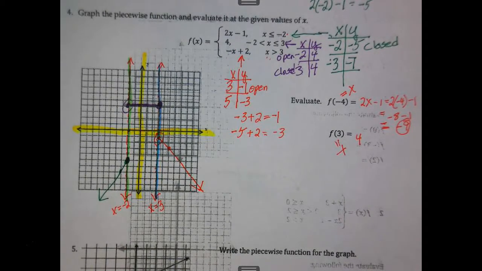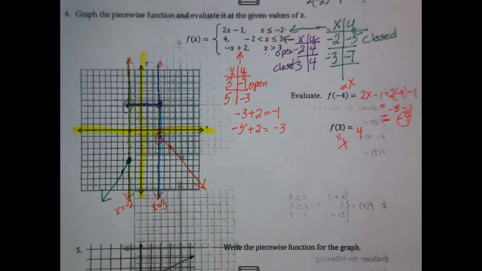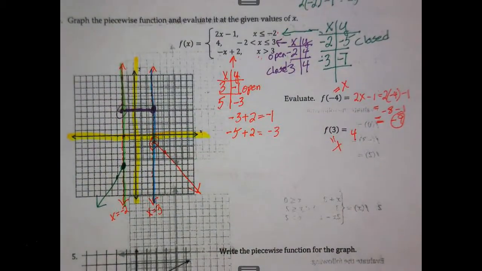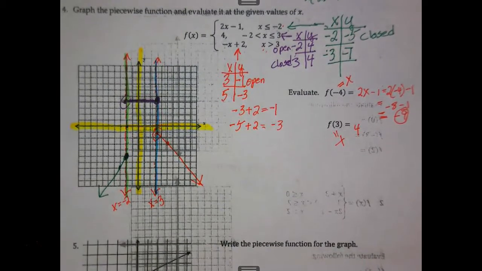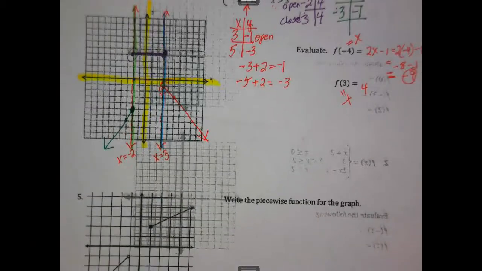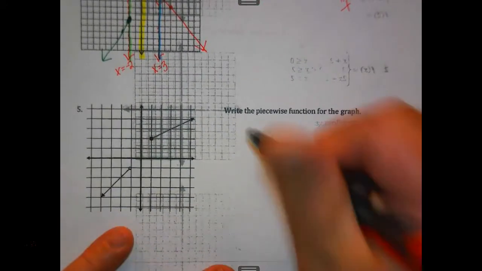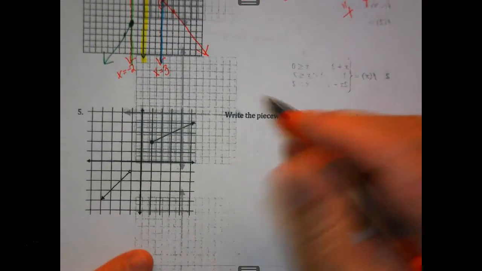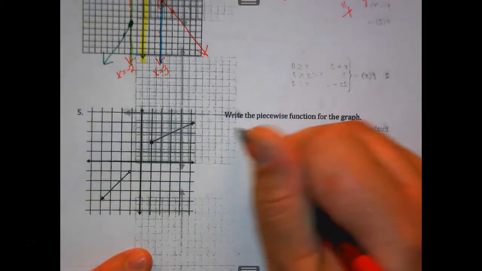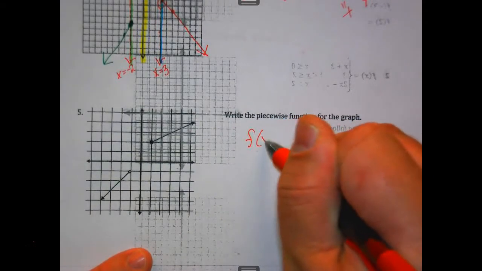Number 5? Oh, this one's, yeah, this is even funner. Even more funner. Because what do you have to do? You have to come up with the piecewise function. So we have to come up with our piecewise function.